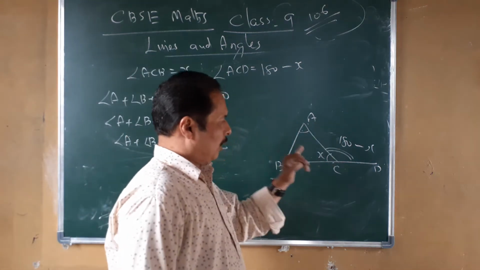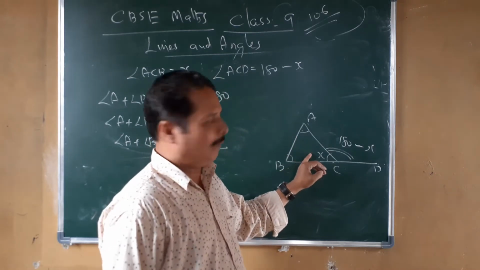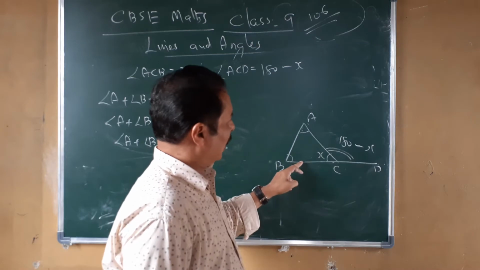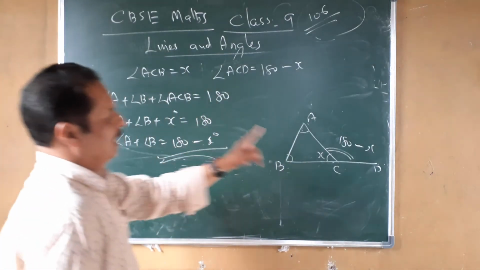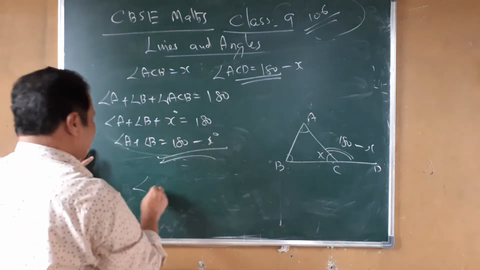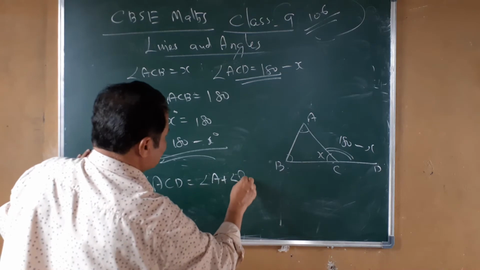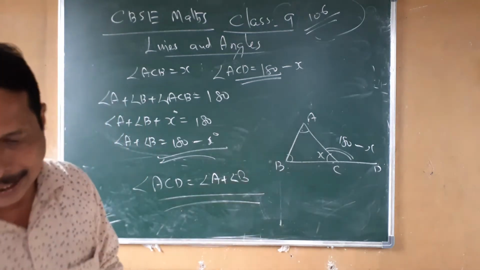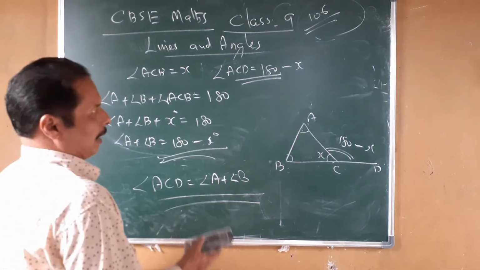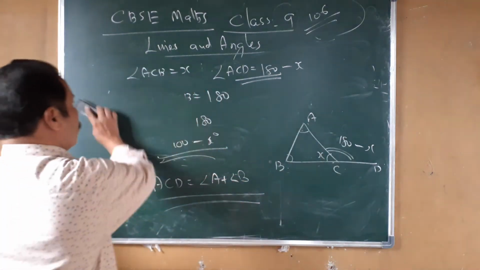Angle ACB is already assumed. We assume that this angle is X. Then the sum of these two angles is also 180 minus X. The exterior angle is also 180 minus X. Is it clear? Therefore, they are equal. That is, angle ACD equals angle A plus angle B. Is it clear? The exterior angle is equal to the sum of the interior opposite angles.